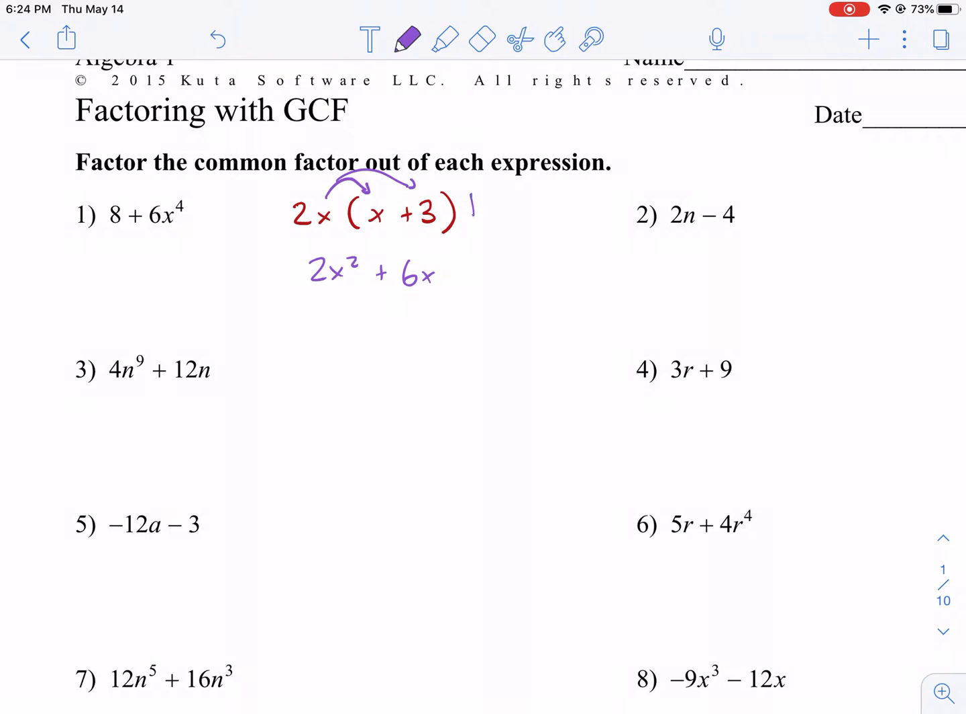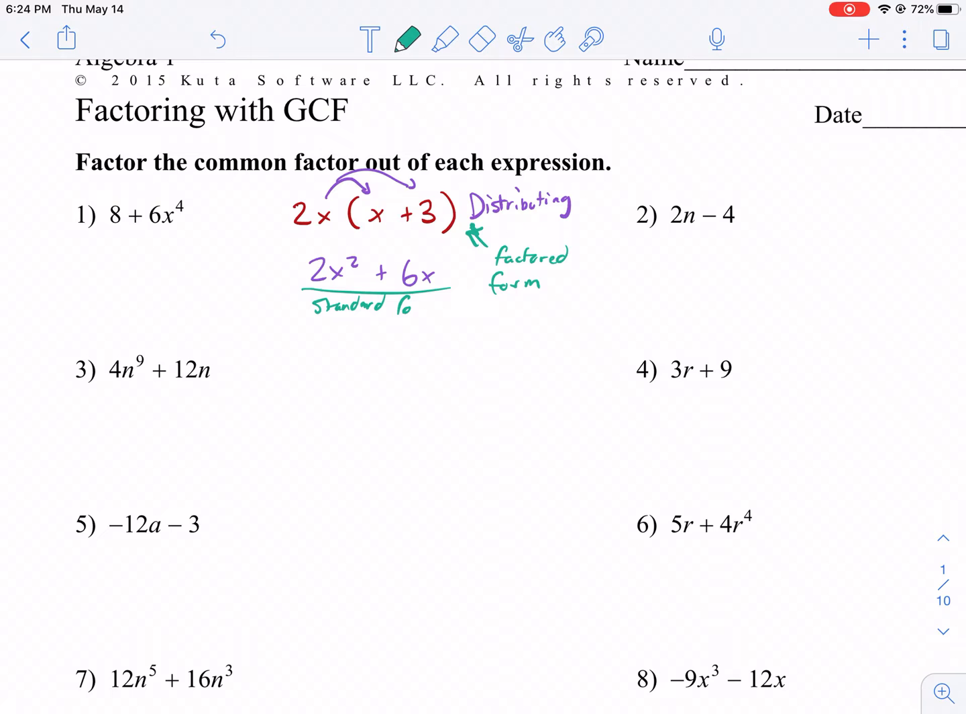So this is distributing. Factoring is when you go in reverse. You have it in what's called standard form, and you want to put it into what is called factored form. Anytime you hear factored form, you need to think parentheses. So this is factored form, and this is standard form.